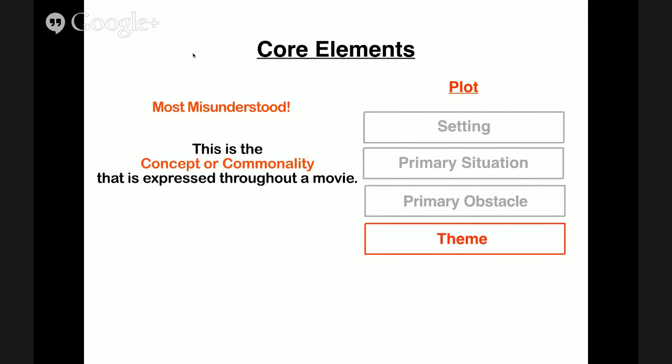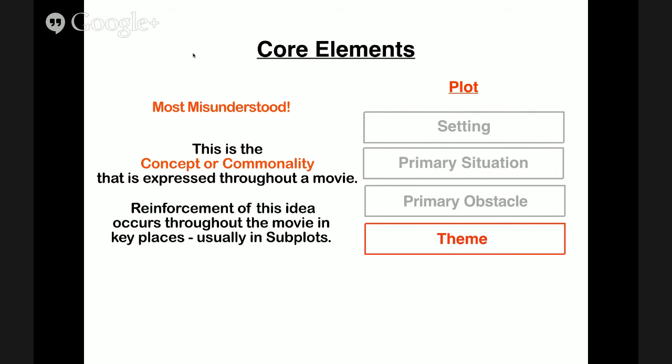Theme is the concept or commonality that is expressed throughout the movie. And I know you're all saying, what? Okay? I can't tell you what the theme is. I can tell you that you're going to understand what it is once we see Die Hard. Okay? That 3-minute 40-second clip again. So the theme is a concept or commonality that is expressed throughout the movie continually. Okay? It's the reinforcement of this idea that occurs throughout the movie in key places, usually in subplots.